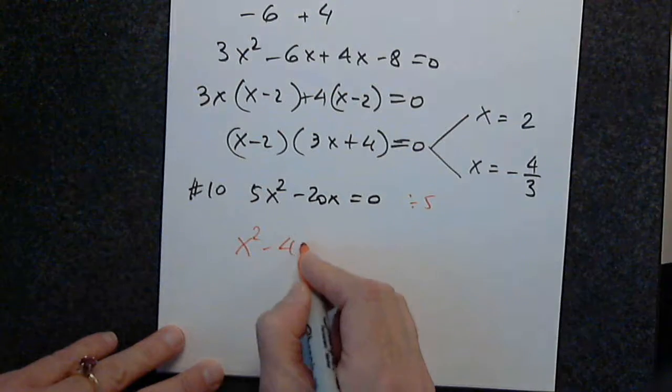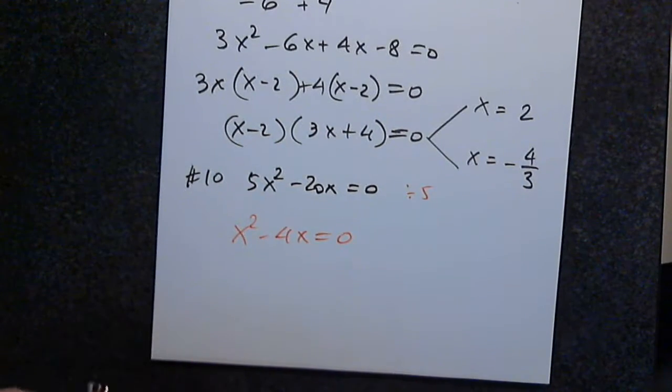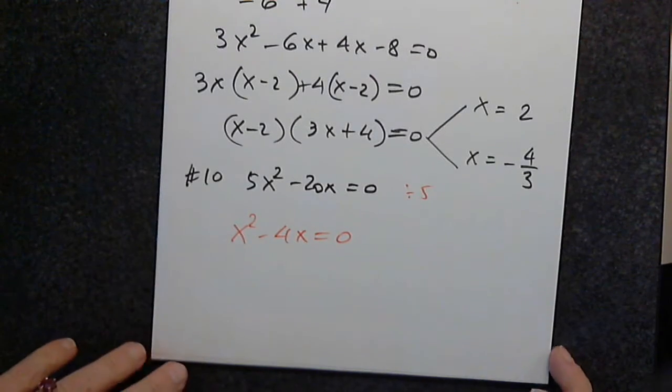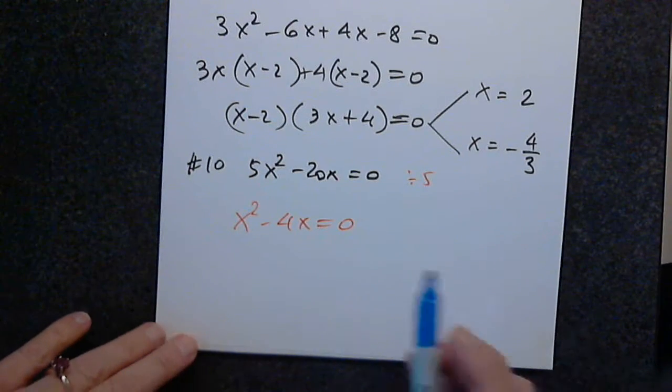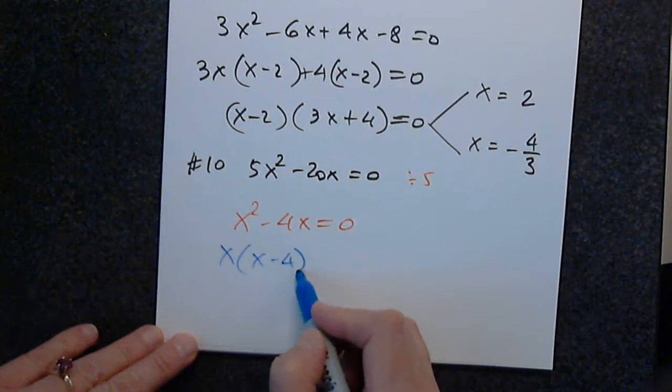So x squared minus 4x is 0. It's a binomial. It's in descending order. Does it have a common factor? And the answer is yes. It has a common factor, which is? Very good, awesome. So then x minus 4.